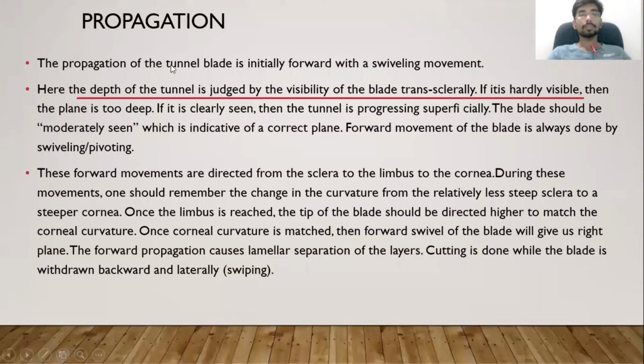Propagation. Propagation of the tunnel blade is initially forward with a swiveling movement. Here the depth of the tunnel is judged by the visibility of the blade transsclerally. If it is hardly visible, then the plane is too deep. If it is clearly seen, then the tunnel is progressing superficially. The blade should be moderately seen, which is indicative of the correct plane. Forward movement of the blade is always done by swiveling or pivoting. These forward movements are directed from the sclera to the limbus to the cornea.